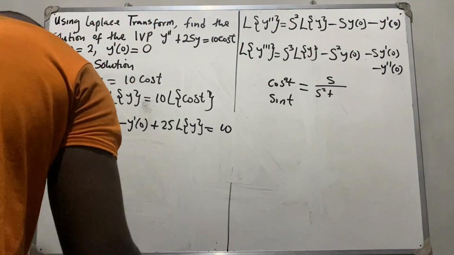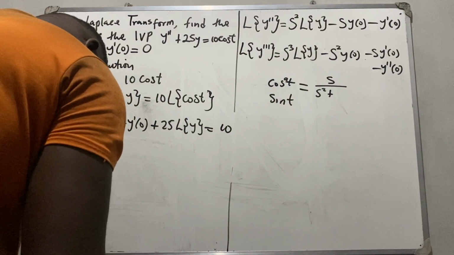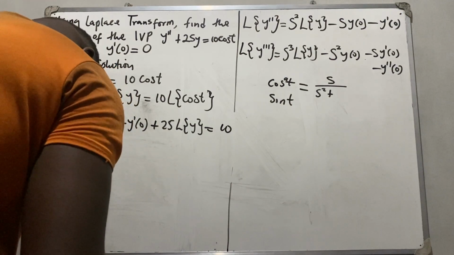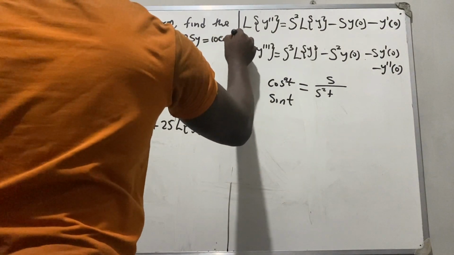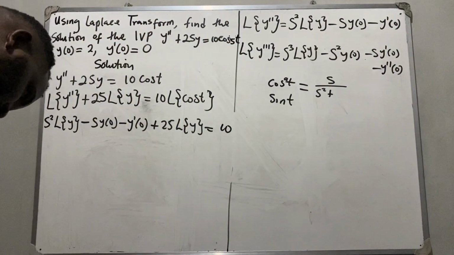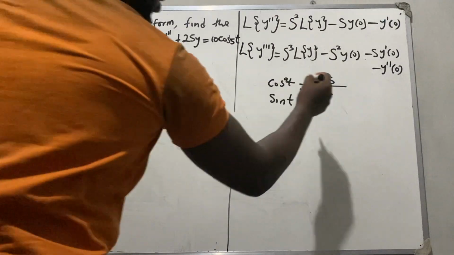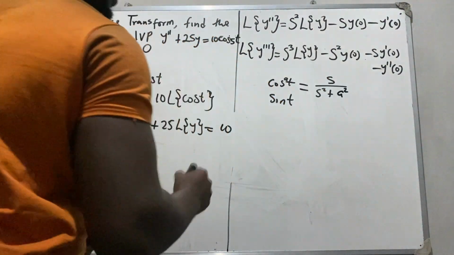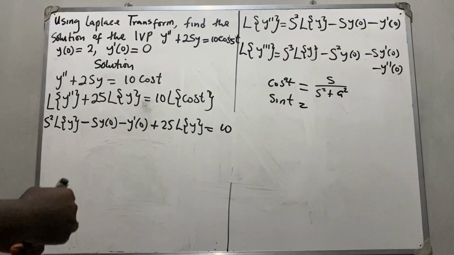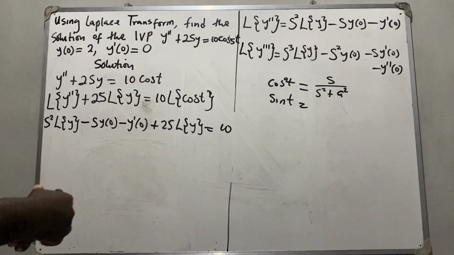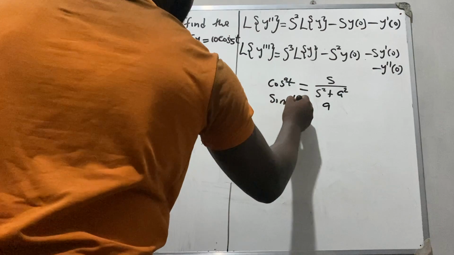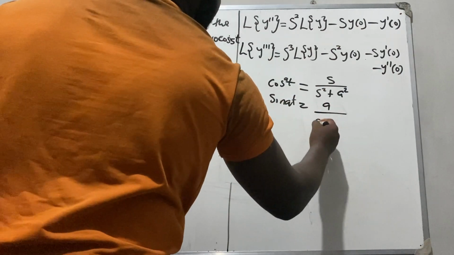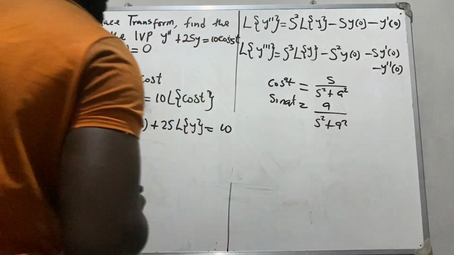Let me see my question. I think I omitted something in that question. Okay, this is cos 5t, please. Cos 5t. So correct your own. So I'm going to have a squared as well. But if you hear sine, there is a in it. So instead of s, I'm going to have a here. So I'm going to have a here all over s squared plus a squared. So that is how you remember it.